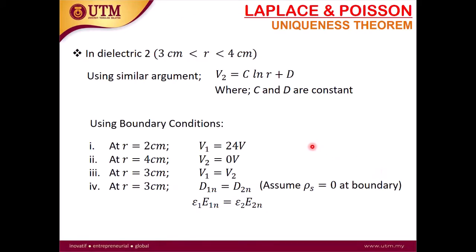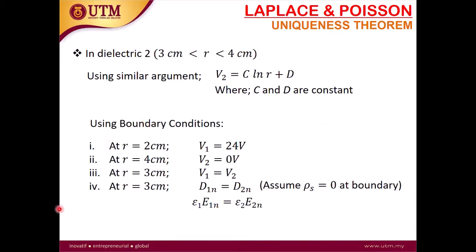Similarly, in dielectric 2 between 3 cm and 4 cm, using similar arguments, we obtain V2 equal to C ln R plus D, where C and D are constants. Next, we have to find the values of these constants A, B, C, and D. How do we find the constants? We have to use the boundary conditions.